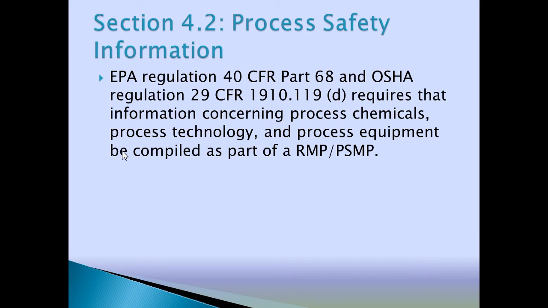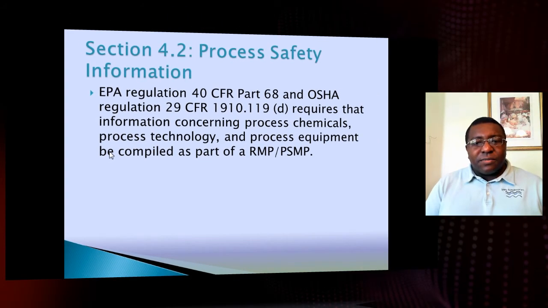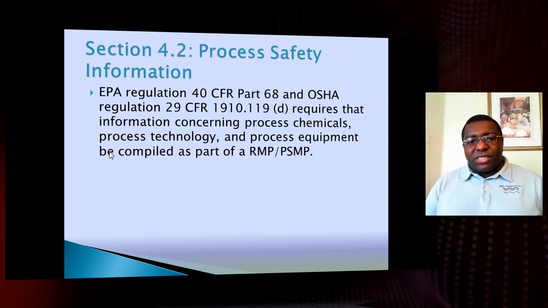Process safety information: you've got a couple of regulations. The EPA's is in Title 40 of the Code of Federal Regulations, which is CFR, under Part 68. Anytime you see Title 29, it means it's the Department of Labor. The Code of Federal Regulations for the Department of Labor is 29 CFR 1910, which is the general industry standards, and that's your process safety management. So that's where you're getting this information from.